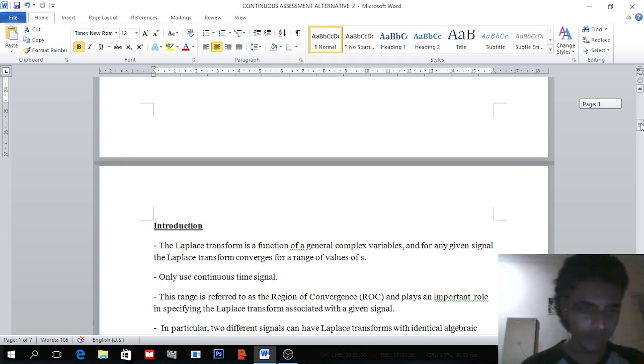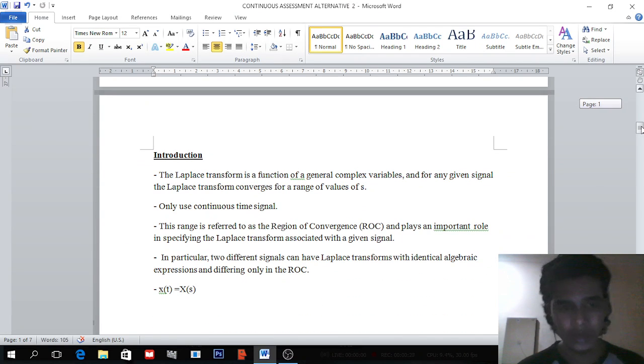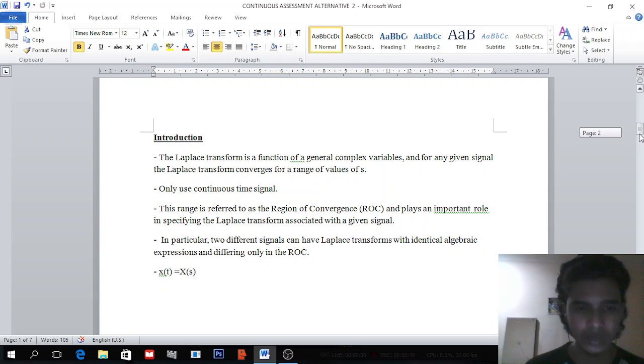First of all, the introduction: the Laplace transform is a function of a general complex variable s. For any given signal, the Laplace transform converges for a range of values of s, and it only uses continuous-time signals. This range is referred to as the region of convergence, that is ROC, and plays an important role in specifying the Laplace transform associated with a given signal.